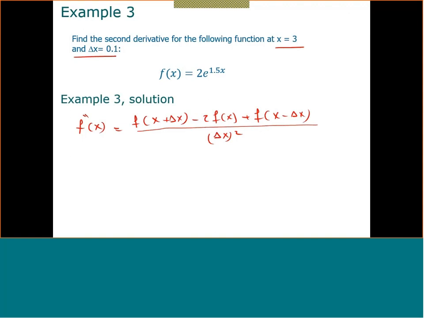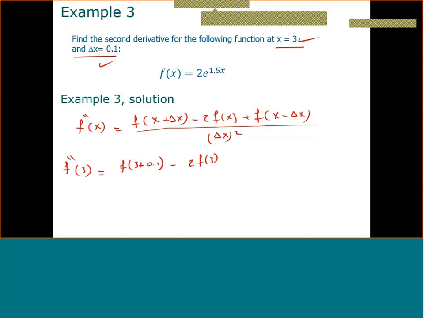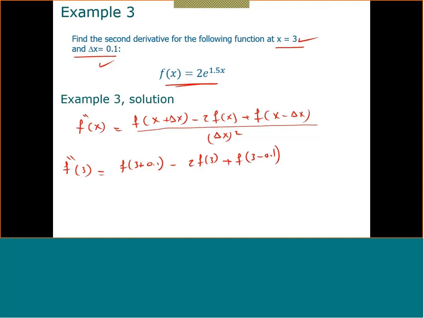Okay, so we have here x and delta x. This is the only thing I need to use in the formula, and we know x and we know delta x. So we need to find f double prime at 3. I will just substitute here with these values. So this becomes f of 3 plus 0.1 minus 2 f at 3. Now f at 3.1, this is the function that I will substitute, plus f of 3 minus 0.1, divided by 0.1 squared.